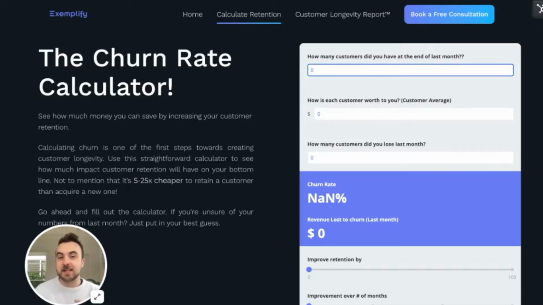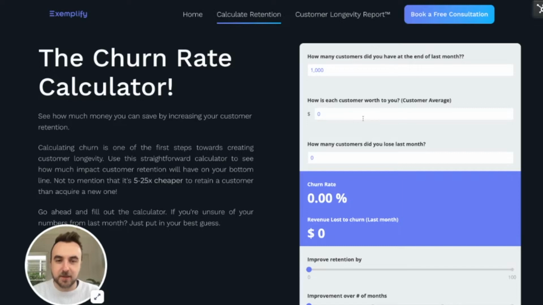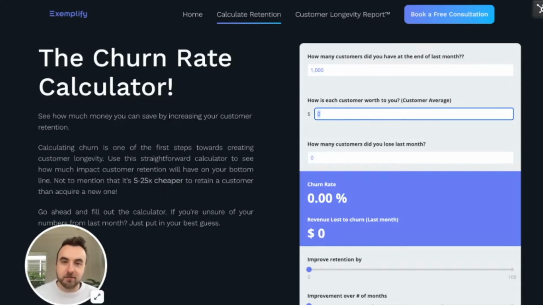Now, the best way to take this is, at the end of last month, how many total customers did I have? So that's not new customers, that's the complete number. How many customers did you have? So for example, let's say we have 1,000 customers. And then what we want to look at is the average customer value. If you run a subscription platform and you have a $49 subscription and everybody's on that same subscription, then essentially it's $49. But if you have perhaps multi-tiers, maybe some upgrades, some downgrades, it's best to look at what's the average amount that people are spending with us. So just to make things simple, let's go for $50.